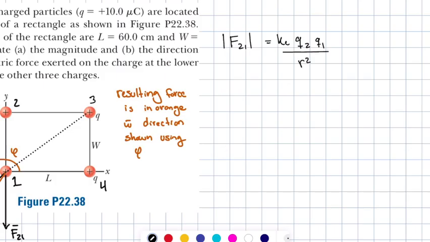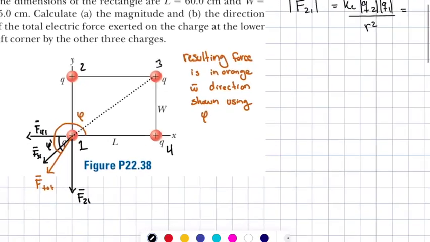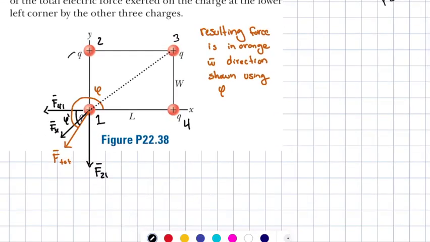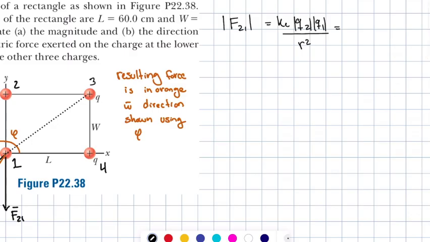We just care about the magnitude, right? So it's magnitude of Q1, magnitude of Q2. Now we know that Q2 and Q1 have the same charge, Q, and R is just the distance separating the two, which is this one here. And we know that that is W, it's given to us. So here it is going to be k_e Q squared over W squared. And if we were to plug in the numbers for that, we get 40 newtons.